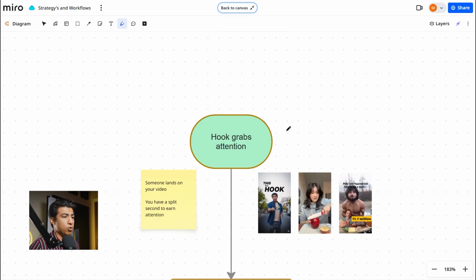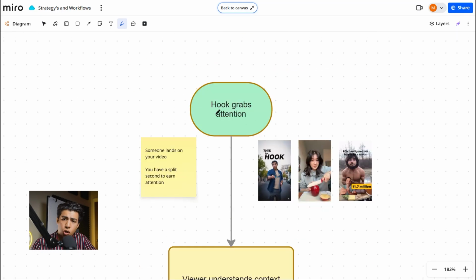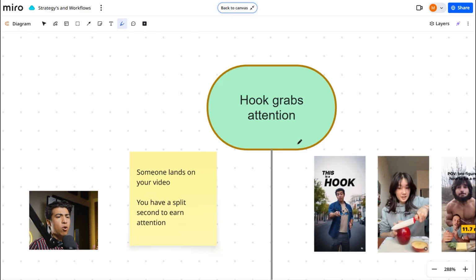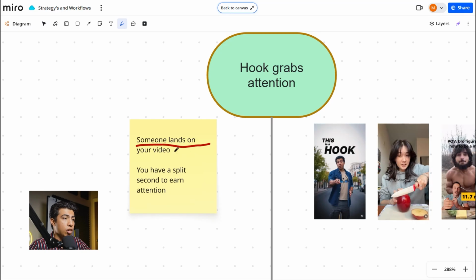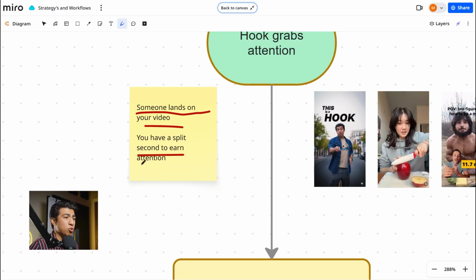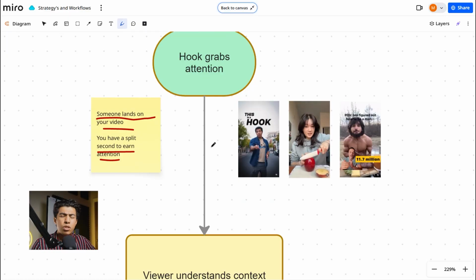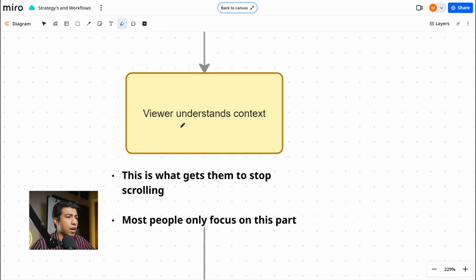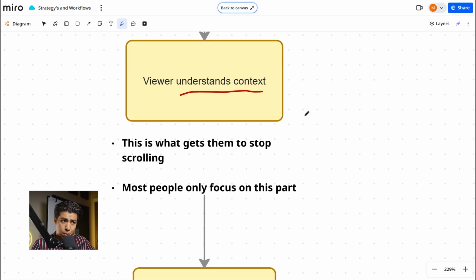So when you first upload a video, you are going to first hook your audience. That is going to be the core essence of what actually makes them want to watch in the first place. If you don't know already, the hook is the first 1 to 3 seconds of your video. When someone lands on your video, you have a split second to earn their attention. It's a very limited time that you have to actually get them interested and engaged with your video. So once you engage the viewer with your hook, they understand the context of what the video is going to be about, and this is what gets them to actually stop scrolling.